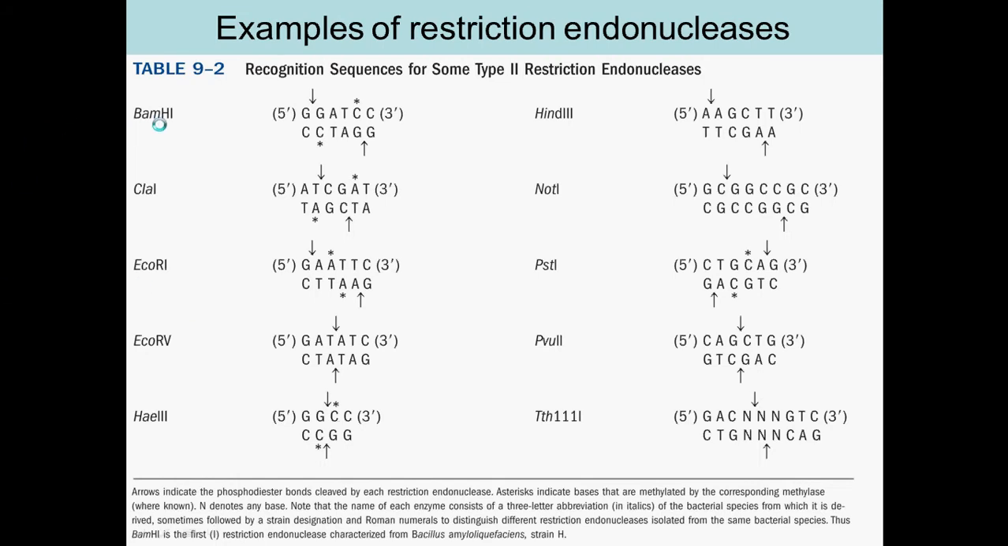So these are all the different restriction enzymes: BamHI, ClaI, EcoRI, EcoRV, HindIII, NotI. Over here we have the palindromic sequence GGATCC, and here ATCGAT, and GAATTC. So these are all palindromes. The cut over here gives a staggered cut, and this cut over here gives a blunt cut.